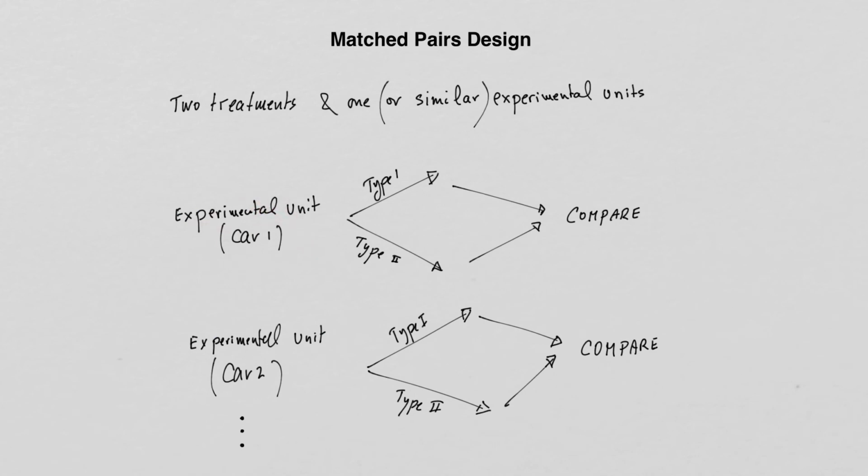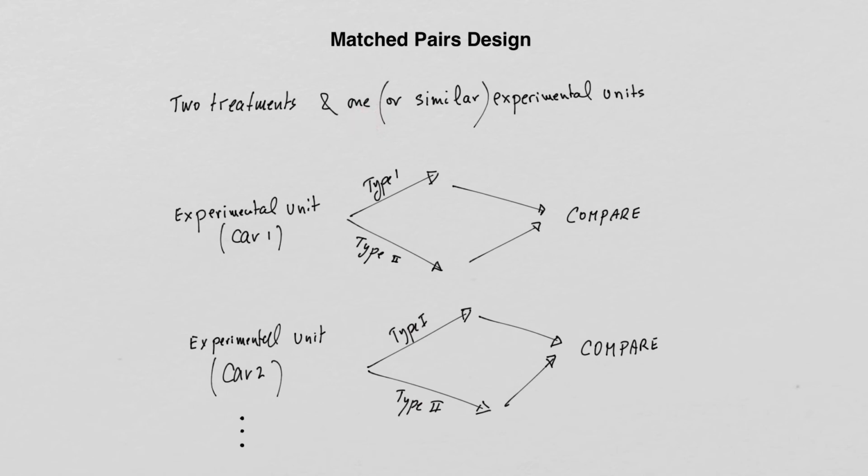But how many of them you do? You could do it as many times as you want, but there is only one car. All right, so you could do it with car number 2 and compare, car number 3 and compare, and then make a decision. Hopefully you'll do it for many cars, but each experimental unit takes both treatments. Very important.